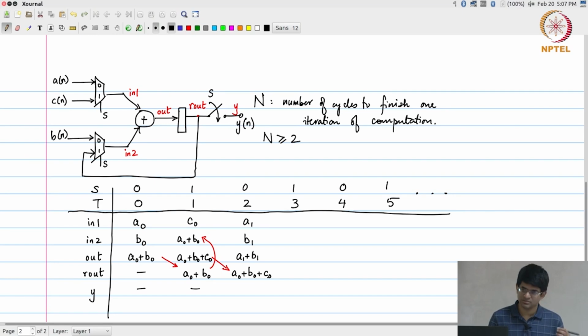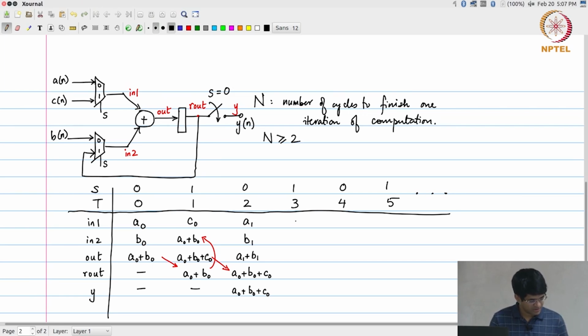So, this incidentally tells us, okay, this is a good time to take the value in R out and switch it over to Y. Okay. So, close that switch. Whenever S is equal to 0, close that switch, let the value in R out come on to Y, it becomes equal to A0 plus B0 plus C0. So, I can go up here and in this diagram I can basically annotate saying that when S is equal to 0, I close the switch, and when S is equal to 1, I open it. Okay.